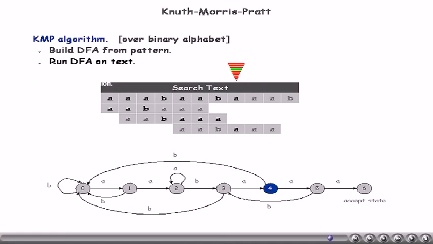Now the next character is A, the state will go to 4. The next character is A, the state will go to 5 again. The next character is A, and now the state will go to state 6, which is the acceptable state. Thus we can say that the given string T has the given string P. Like this, we can use a DFA to find out whether a string is available in another string or not. In essence, here first we have to design a DFA for the string P, and then we have to present the string T and check whether P is there in it or not.